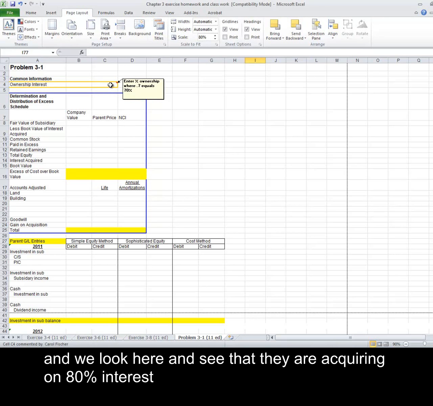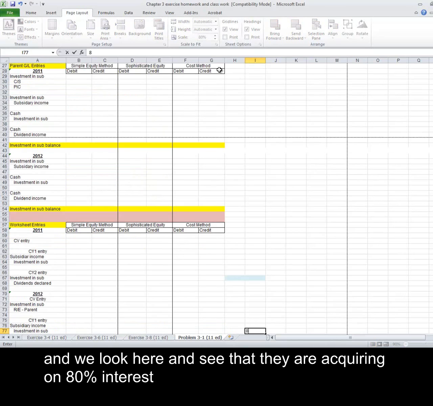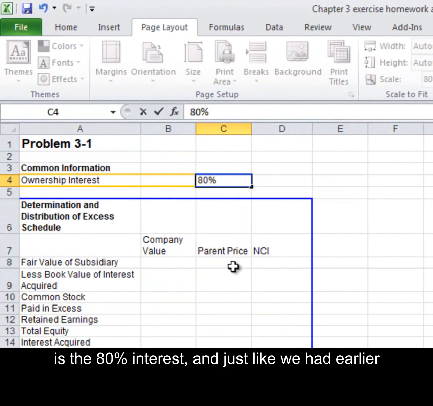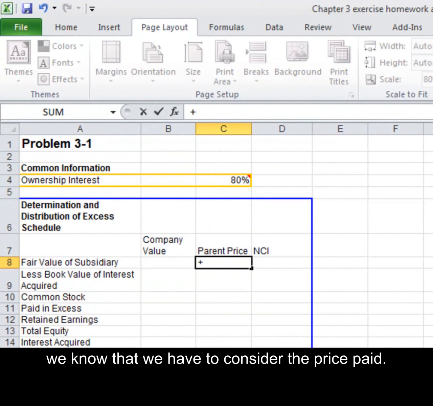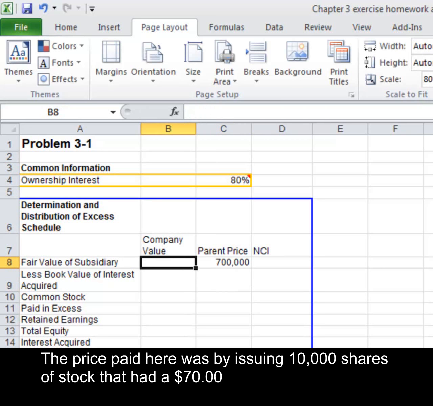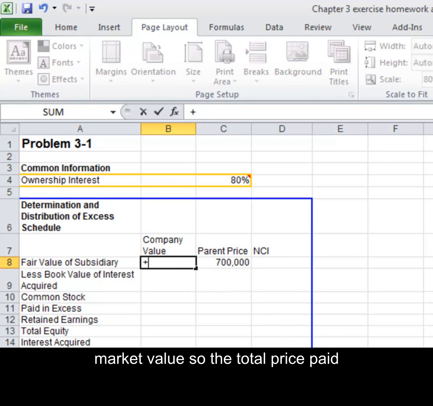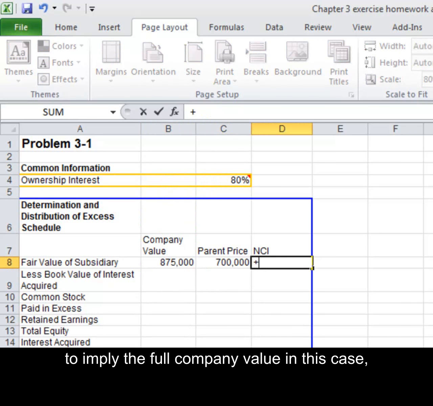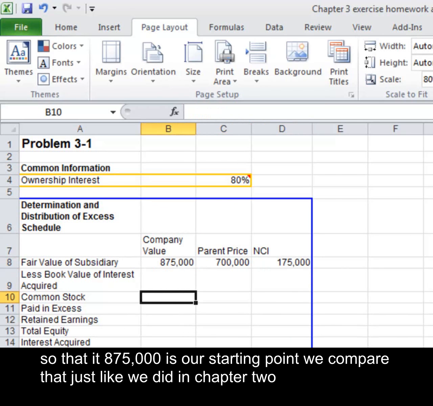And we look here and see that they are acquiring an 80% interest. So that's what we're concerned with to start off with, is the 80% interest. And just like we had earlier, we know that we have to consider the price paid. The price paid here was by issuing 10,000 shares of stock that had a $70 market value. So the total price paid was $700,000. And just like we did in Chapter 2, we're going to use those circumstances to imply the full company value in this case. So that 875 is our starting point.